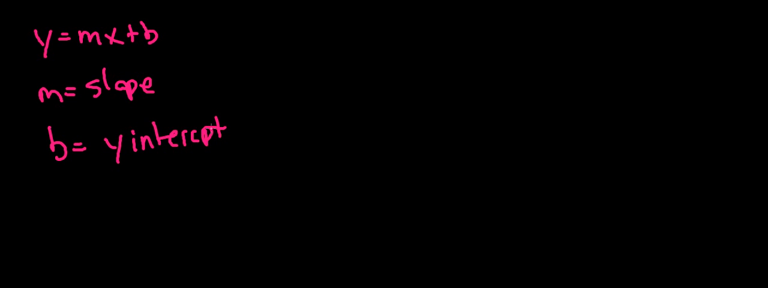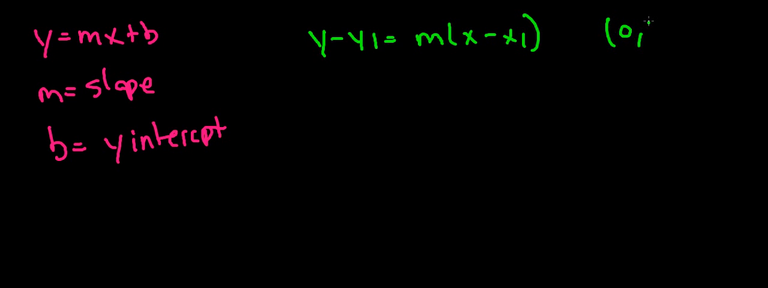So b is where this equation would intersect the y-axis, where x is equal to 0 and y has some value b. And we get this form of the equation from the point slope formula. So y minus y1 is equal to m times x minus x1. And what they've done is use this formula. Basically, they've just put in the point 0, b.